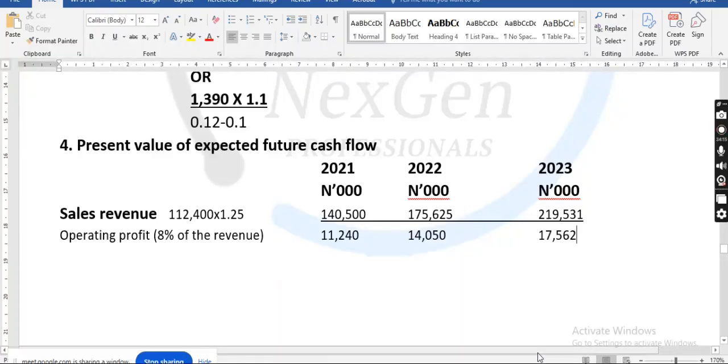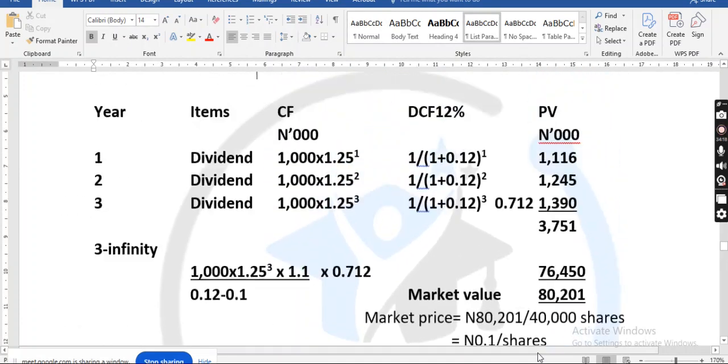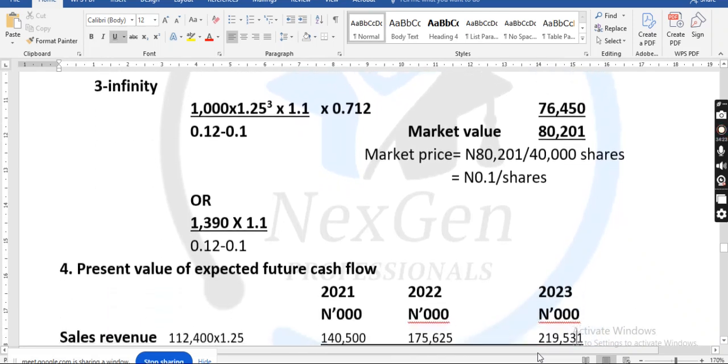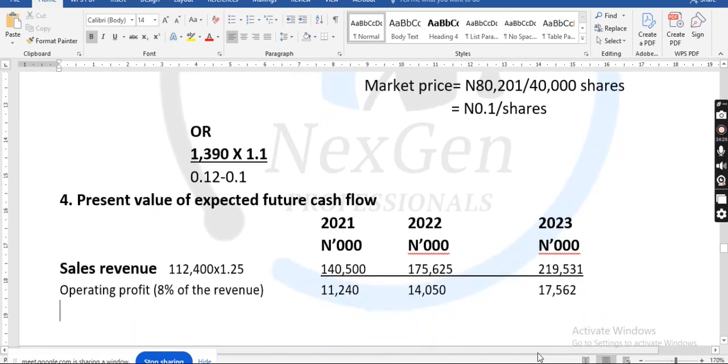The next thing is we need to check from the income statement. Don't forget, we want to determine profit after tax. When you are doing your free cash flow, it is profit after tax. Now, to get the operating profit, ideally it's sales minus cost of sales. You have your operating profit, then you remove your interest, and you have your tax and all that. But in this case, we're told that operating profit is 8% of that.